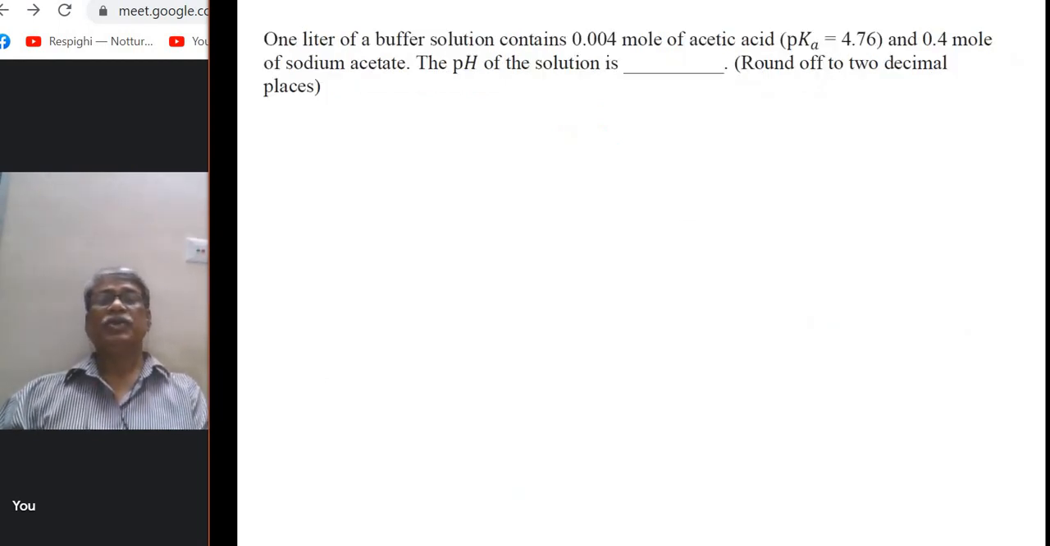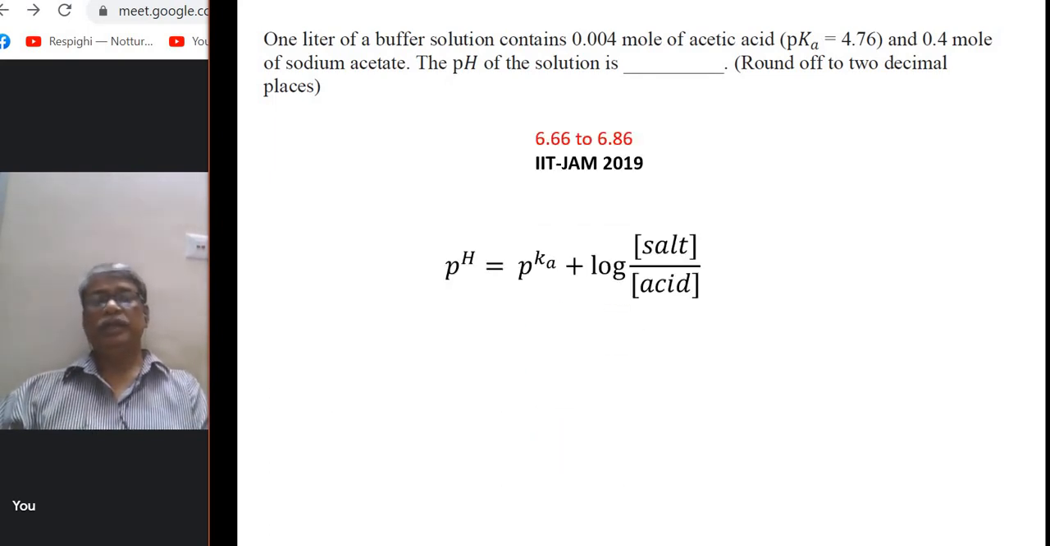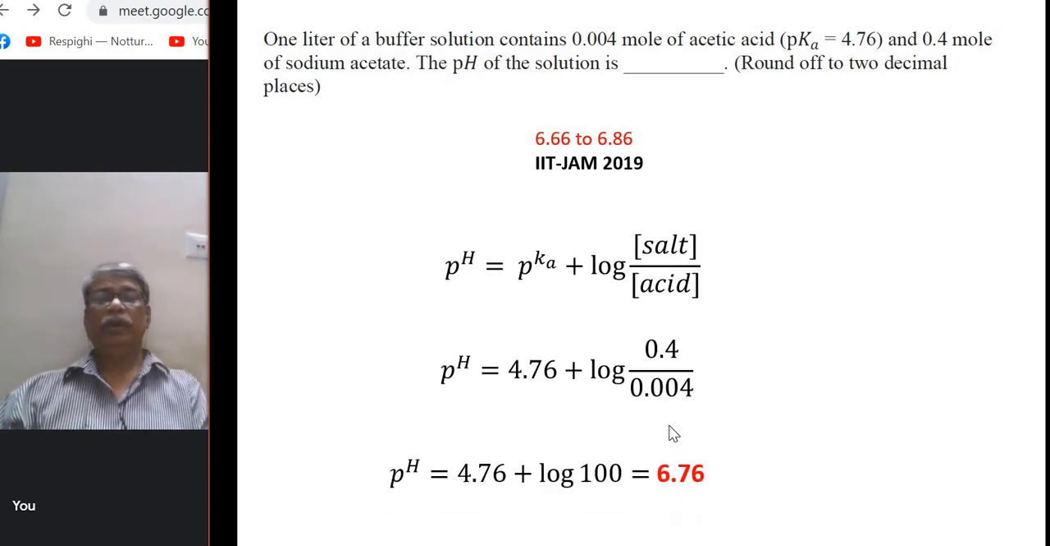1 liter of a buffer solution contains 0.004 mole of acetic acid. The pKa value is given as 4.76, and 0.4 mole of sodium acetate. The pH of the solution is. So it is an application of a famous equation, you have to remember please, the Henderson equation. pH is pKa plus log of concentration of salt by concentration of acid. So here all the terms are given on the right hand side. So you just put it in, and you will get the value 6.26. Okay, so you can check it please.